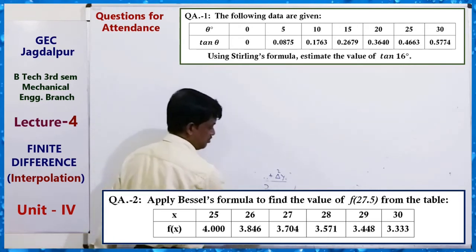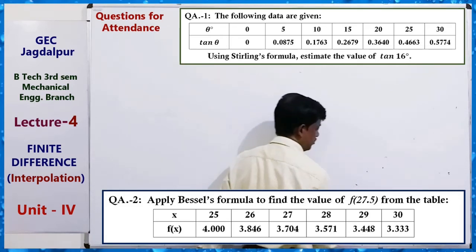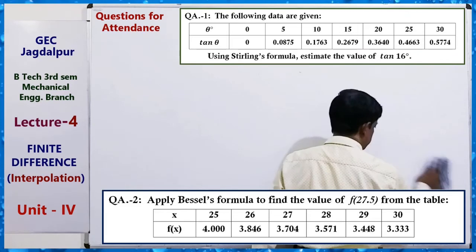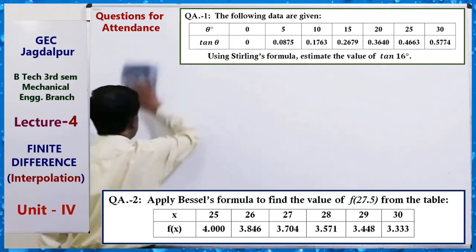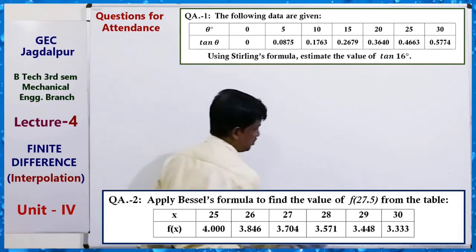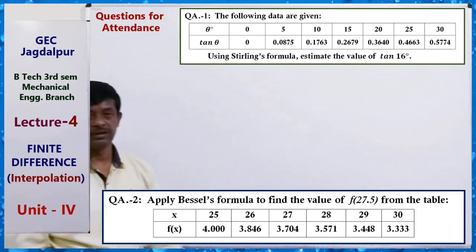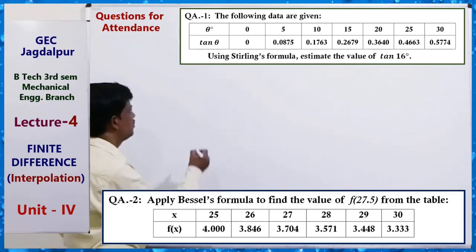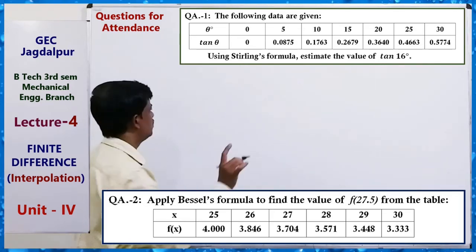Okay, so solve these questions. Use a calculator for calculating plus, minus, divide and multiply. This is numerical mathematics, so you require the calculator, and you can also do computer programming for all these formulas. Clear? So for solving these questions you require Stirling's formula. Just remember.